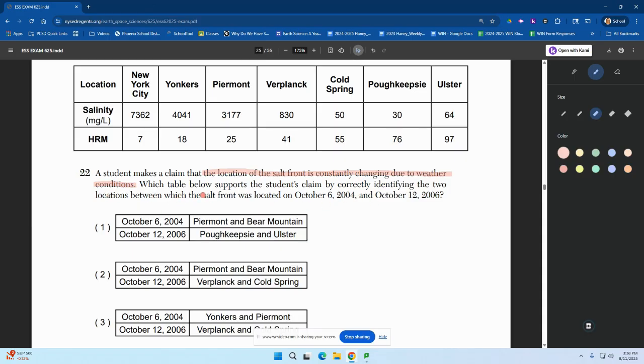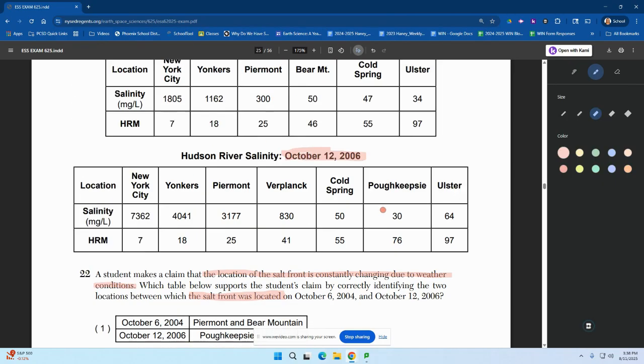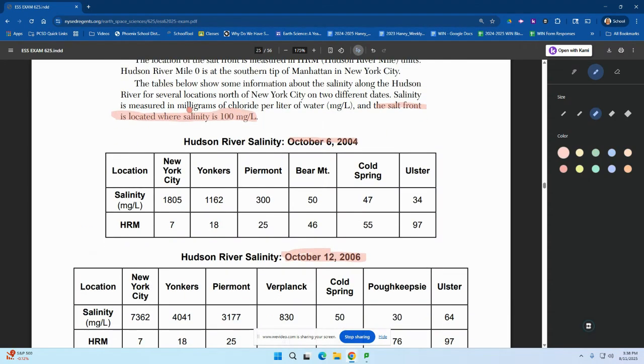Okay, so we want to know where the salt front was located on the two different dates. Now, I want to think about what this claim means. The claim says that the salt front is constantly changing. That means I should find it in different locations if that is true. And so we're going to check each date and see where that salt front was located. We know that the salt front is where salinity is 100 milligrams per liter. They told us that in the reading. And so we're going to look at where that would fall in our data table.